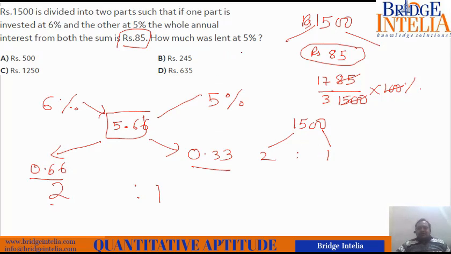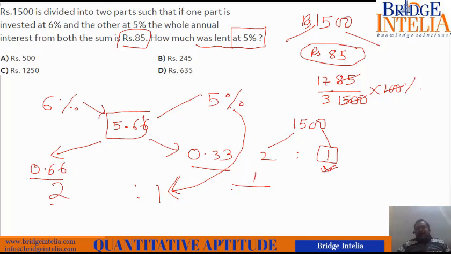The question is, how much was lent at 5%? So 5%, this figure, this part. So 1500 distributed in the ratio 2 is to 1. So this is the final answer. So one part out of 2 plus 1, 3 parts of 1500. So this comes out to be equal to rupees 500.